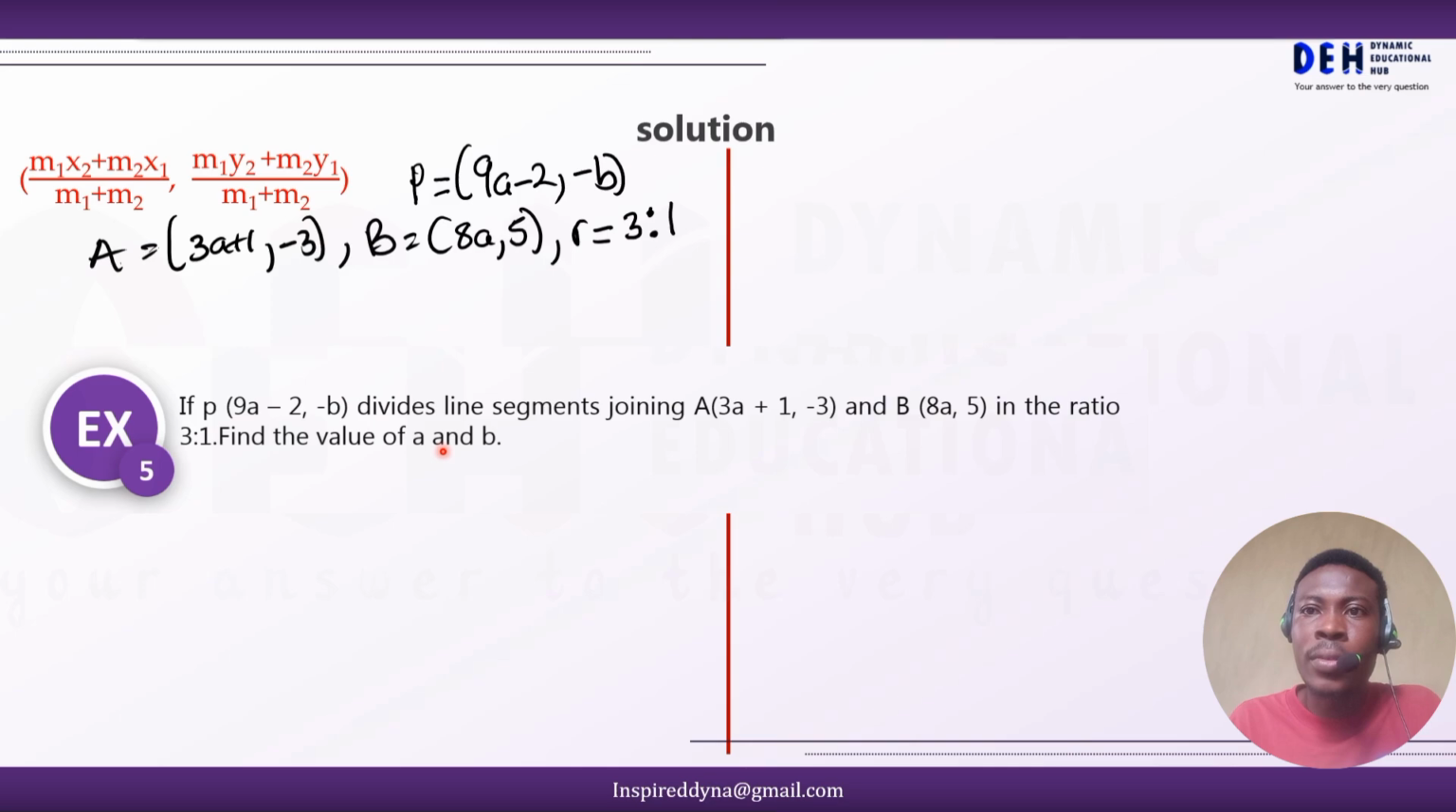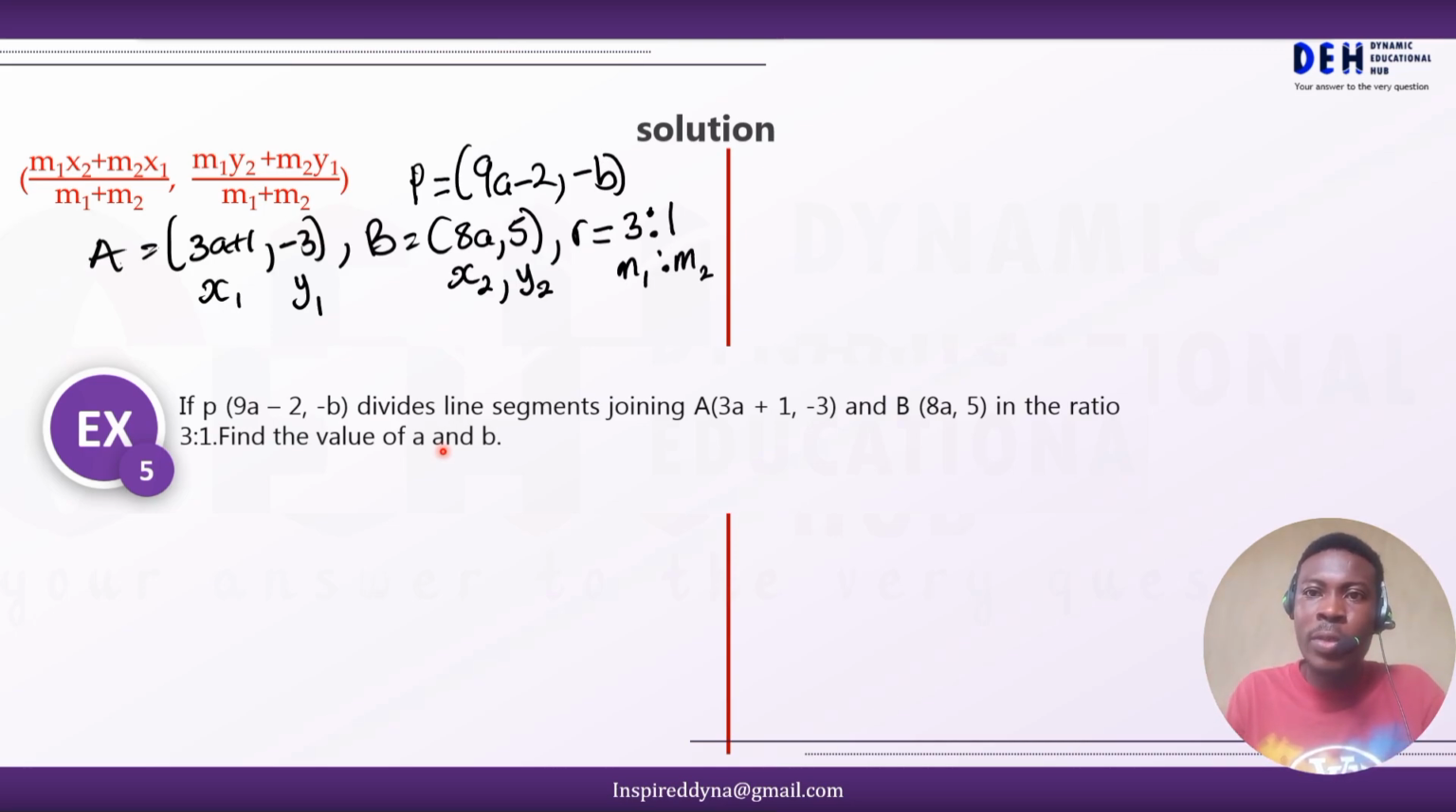Let's start from this ratio. The ratio here means m1 ratio m2. So 3 is m1, 1 is m2 here. Now x and y are the coordinates of the starting point and the ending point of the line. So this one is x1, this one is y1, this one is x2, and this one is y2. What we want to do here is substitute the values in the question into this formula, then see how to solve and find the values of a and b.